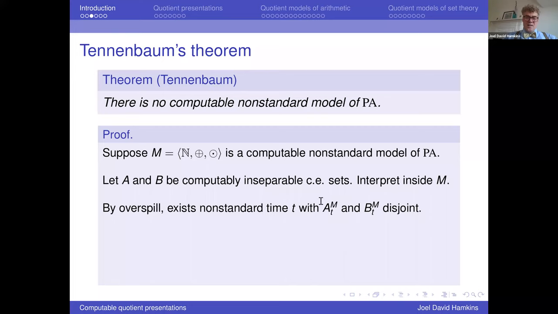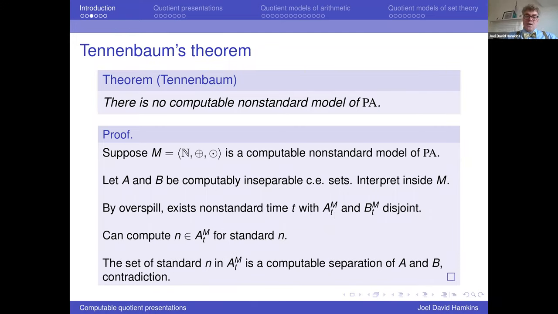So at that non-standard time, this is a set that M thinks is finite. And so in particular, it can code that set with a number. It can say multiply all the primes together that are indexed by an index in this set. And that would be a number coding this finite set inside M. And then because the arithmetic is computable here, we can do decoding and we can recognize for any standard n whether it's in that set or not. And so what it shows is that we can compute a set that includes all of the elements of A and none of the elements of the actual B. And so this would be a computable separation, a contradiction. So therefore, there can't be any such computable non-standard model.